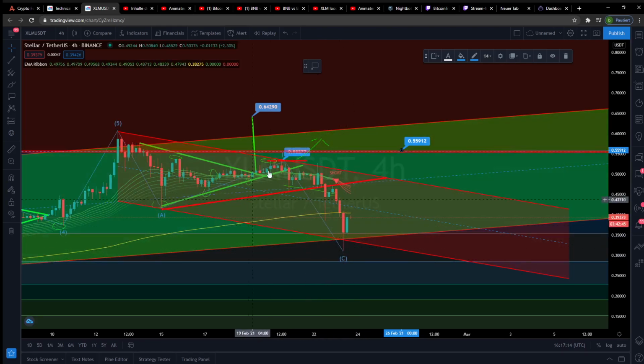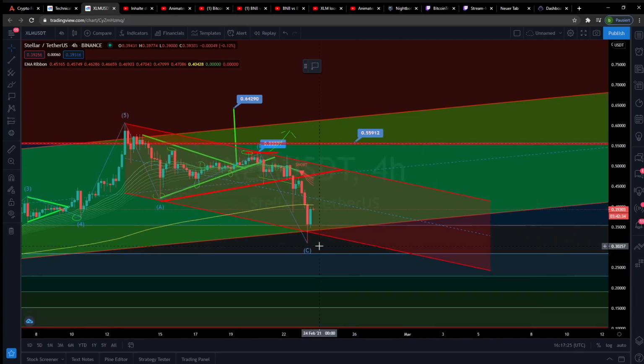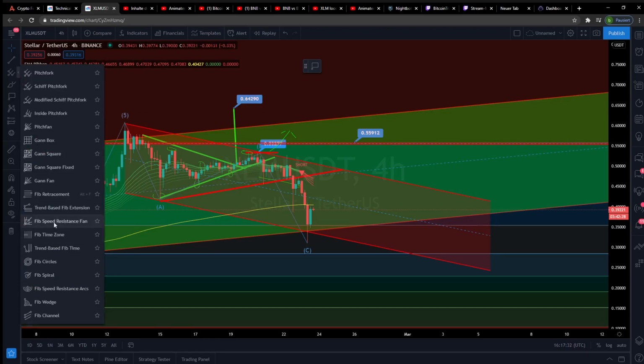In my opinion, we saw here the point C. This was the deepest point of our correction here. You saw it here. Point 5 was the highest point, about 0.6. Then A, B, C, the correction, and from here maybe we will see a 1 to 5 wave up going here, and that would be a very nice trade opportunity if we can see it.